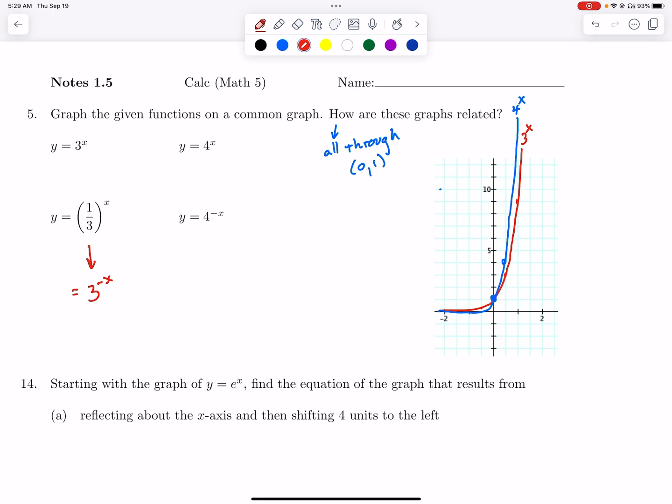Let's see, I'll make that one purple. 1/3 to the x, they all go through 0, 1. 1/3 to the 1 is 1/3, 1/9. 1/3 to the negative 1 is 3/1, so that's just 3. So this is basically the same as 3 to the x, the red curve, except backwards. So here we go.